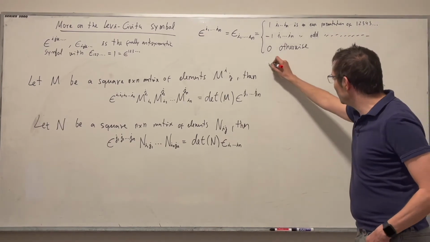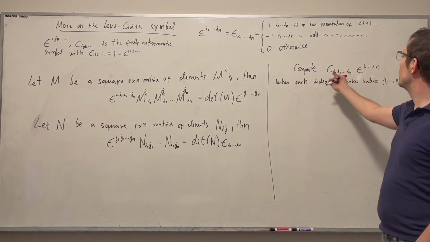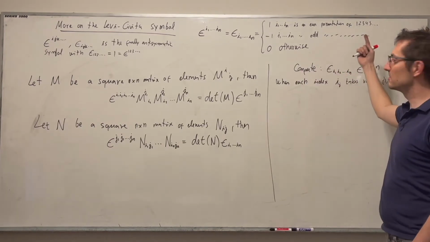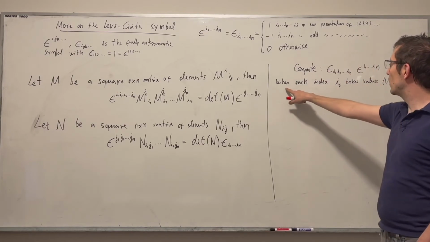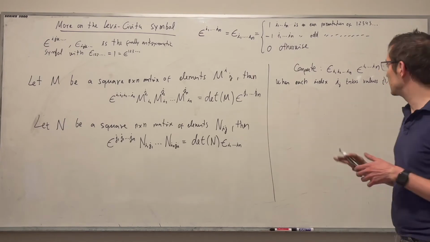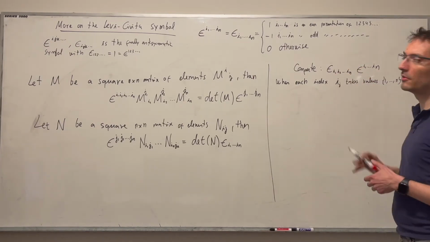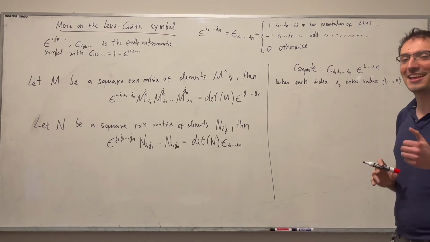What is the value? This one I will give you the solution to. Compute the contraction of the fully antisymmetric symbol with itself, the upstairs version, when each index, i and j, takes values from 1 to n. So here are two things: each index takes values from 1 to n, and there are n of them. So what's the value of this? I'll give you a second to think about it.